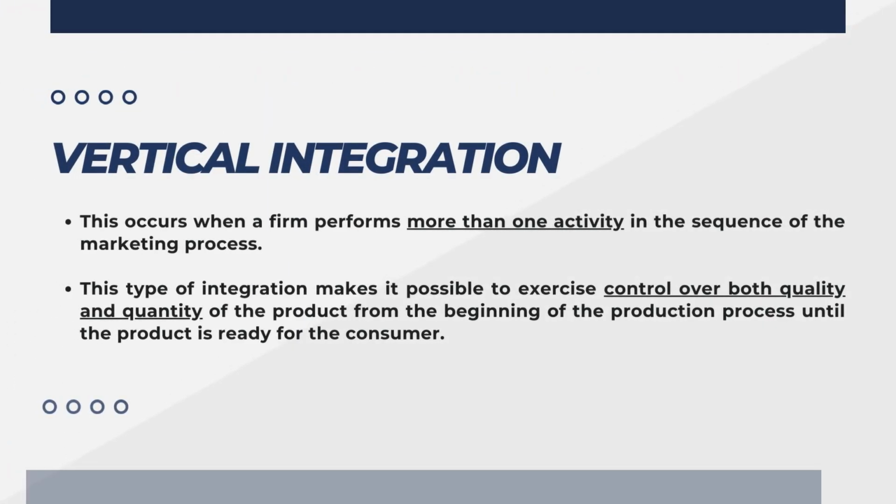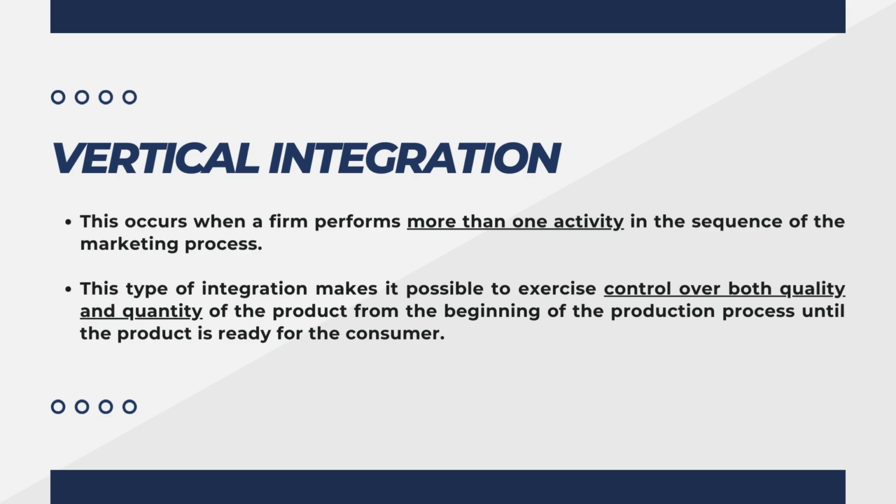Next is the vertical integration. This occurs when a firm performs more than one activity in the sequence of a marketing process. These activities typically include production, distribution, marketing, and retailing.